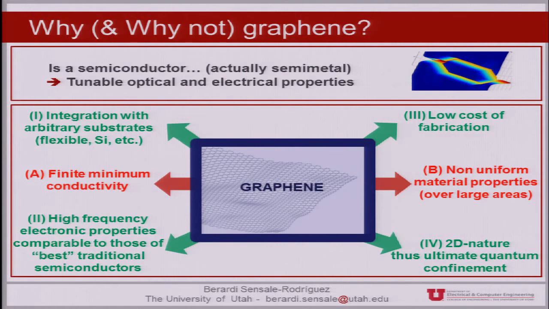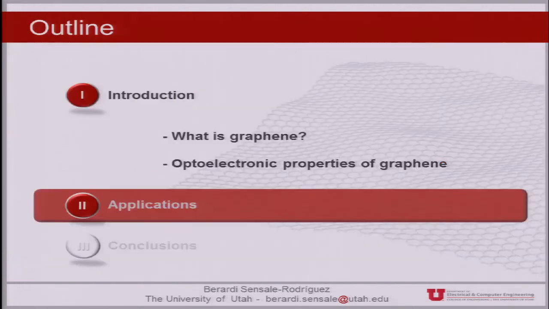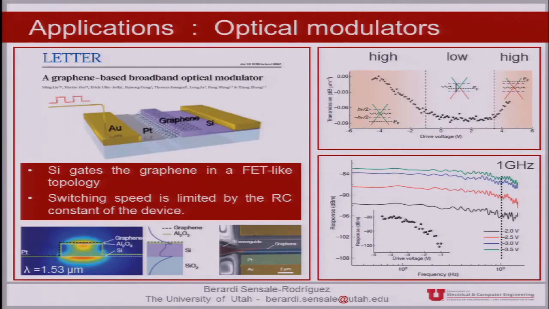And the other big problem is that it is difficult to achieve uniform material properties over large areas. And this is a problem of the transfer process of this material. So let me go into some applications now that we know the material and we know some of its properties.